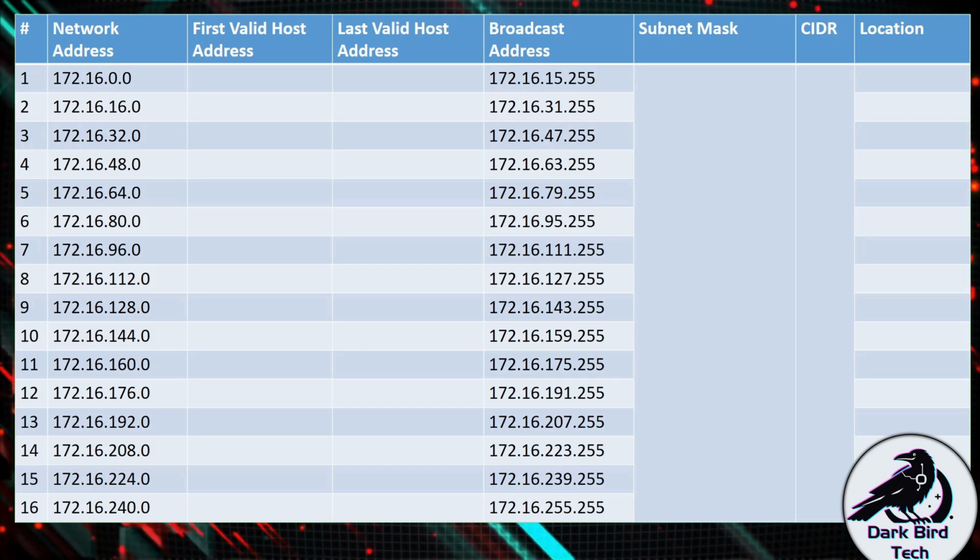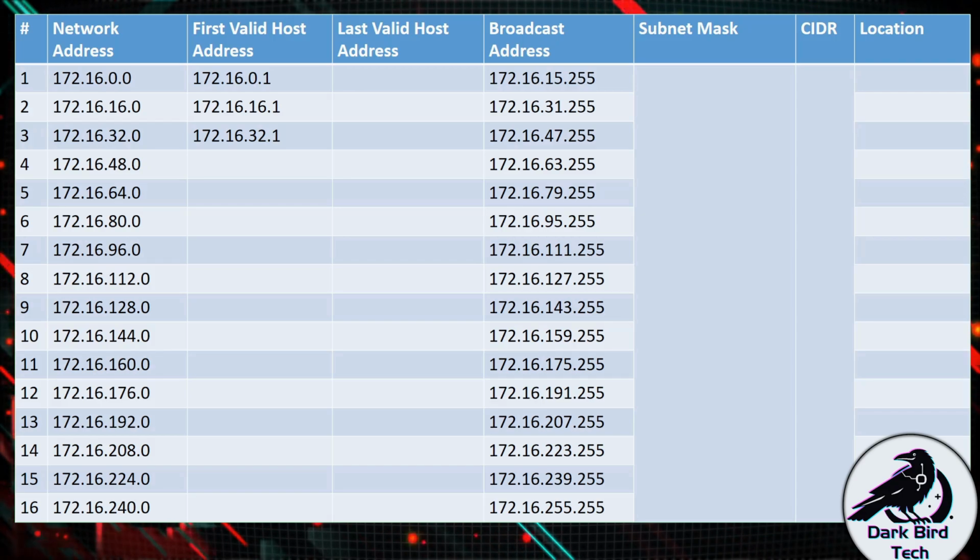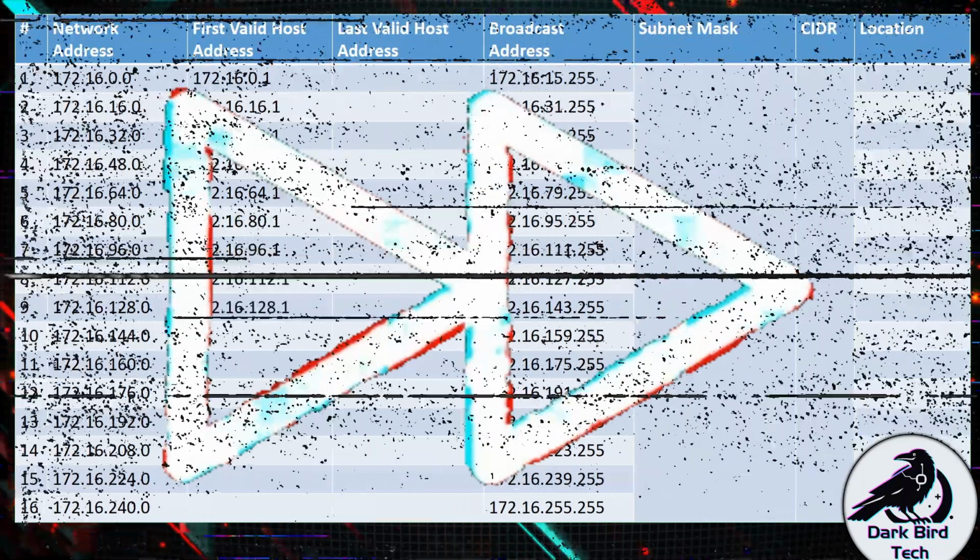Now this time I'm just going to fill out the first valid host column, and then I'll do the last valid host column because I find it to be quicker and easier that way. It's my personal preference. But if you want to do each network one at a time, go for it, your call. But the first valid host address is very simple. Look at the current network address and add 1 to it. So the first one is 172.16.0.1. The second is 172.16.16.1. Then 172.16.32.1, 48.1, and I'm just going to fast forward this bit again.